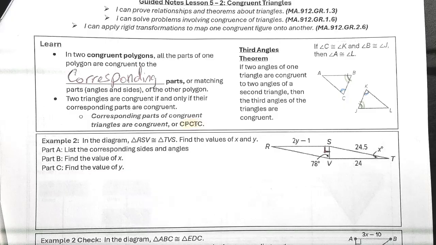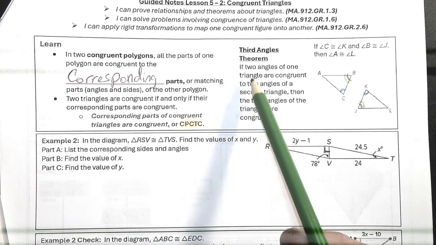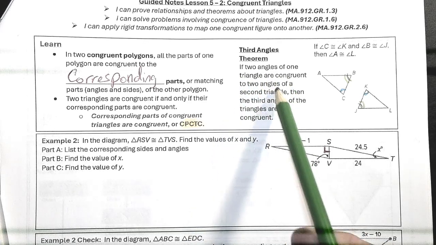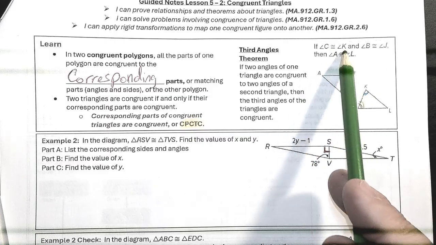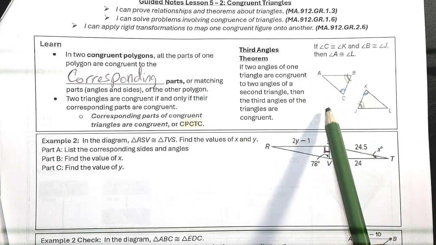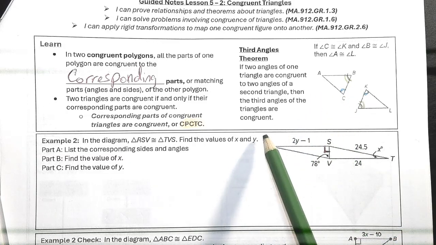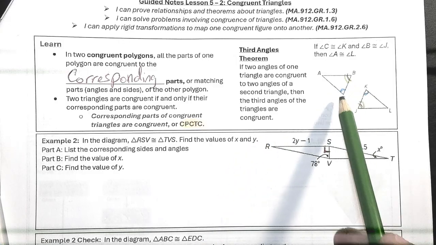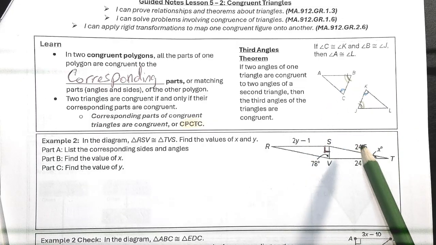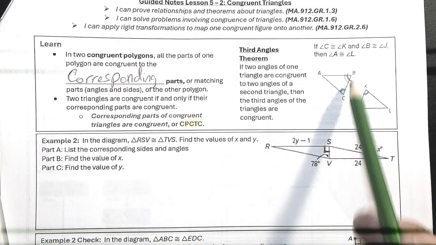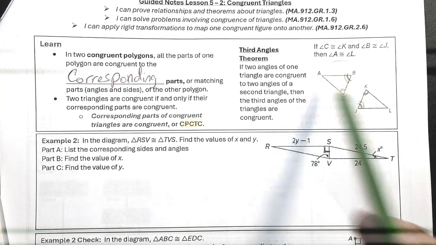All right, so next theorem over here, we've got the third angles theorem. So this kind of goes in with this. If 2 angles of one triangle are congruent to 2 angles of a second triangle, so over here, you see that C and K are congruent because they have one mark. I like to make the different colors, but on the computer screen it all looks the same. Notice B and J, so they have 2. So if the 2 angles on each are congruent, the third has to be congruent. So A and L would be congruent to each other.